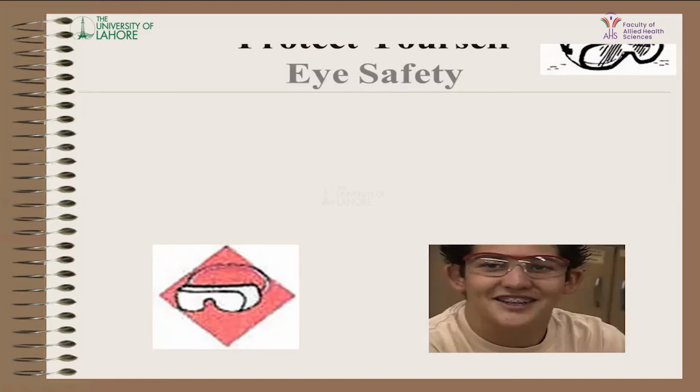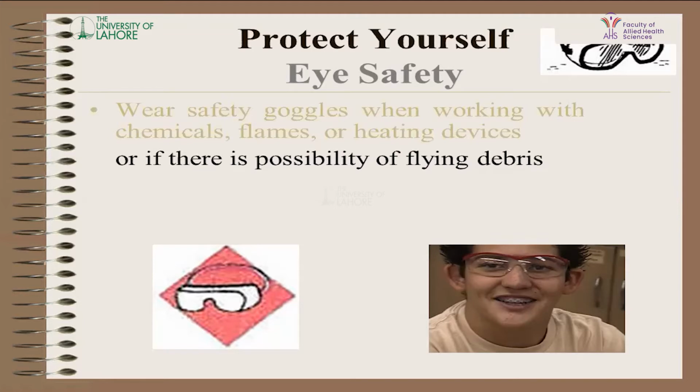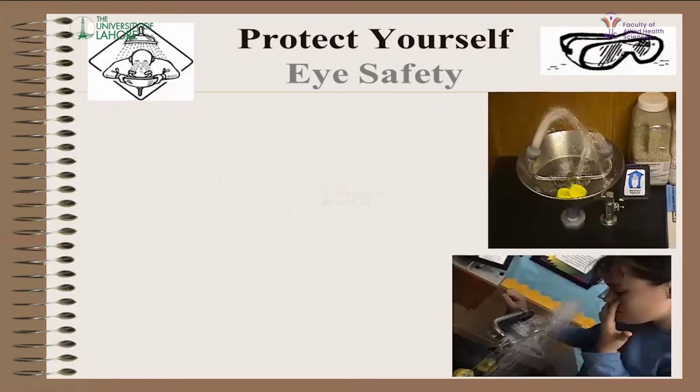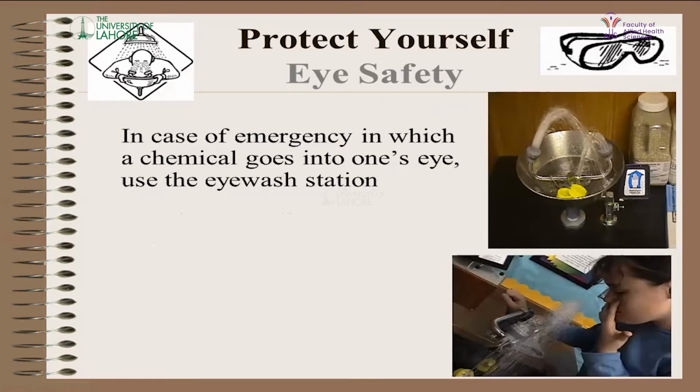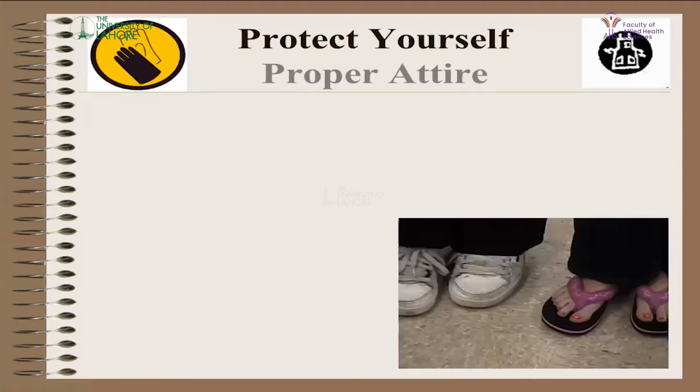You also need to take care of the safety of your eyes and face, which can lead to exposure: the eyes and nose could be in direct contact with splashes. Wear safety goggles when working with chemicals, flames, heating devices, or if there is a possibility of flying debris. If you wear contact lenses, let your supervisor know, and you should not use contact lenses when you are using chemicals. In case of an emergency in which a chemical goes into one's eyes, you should wash your eyes with normal saline or at the eye wash station. Also, flush with water for 15 minutes and notify the supervisor or the head of the laboratory.